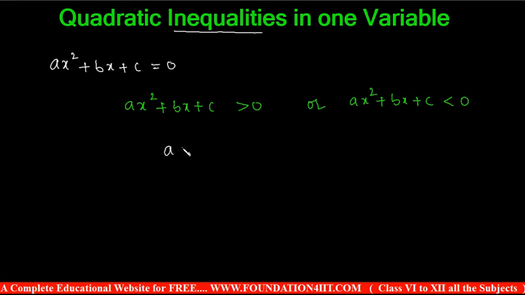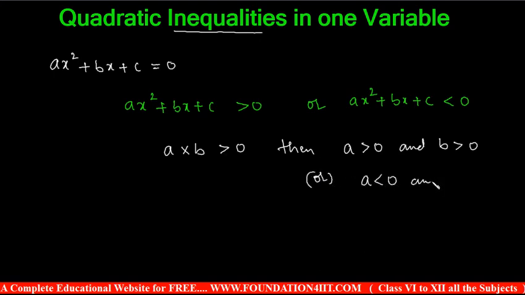For example, if a into b is greater than 0, if the product of two numbers is greater than 0, then a is greater than 0 and b is greater than 0. If a and b both are greater than 0, then only a into b is greater than 0. Or a is less than 0 and b must also be less than 0. Then only a into b is greater than 0.